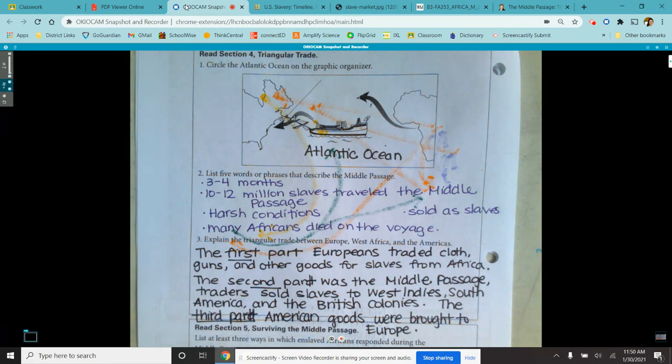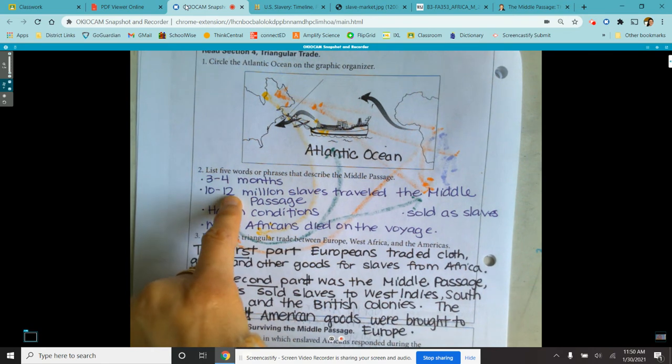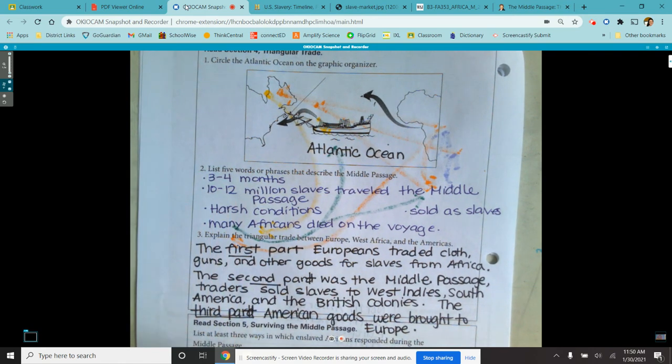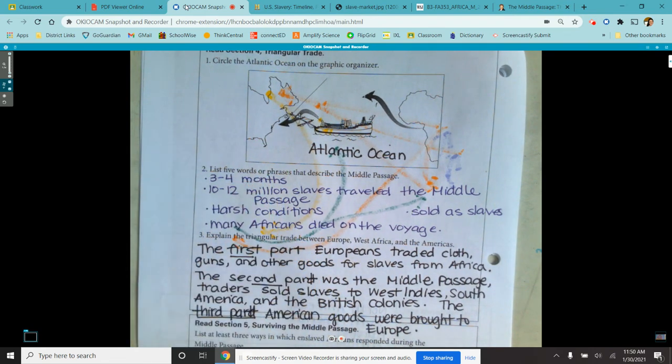So 10 to 12 million slaves traveled the Middle Passage, and I want to say the number is probably closer to the 12 million. Most readings and research you do will show the higher number. But again, it's hard to say how many. Do they really count how many died on the voyage? There were very harsh conditions, and many Africans died on the voyage.